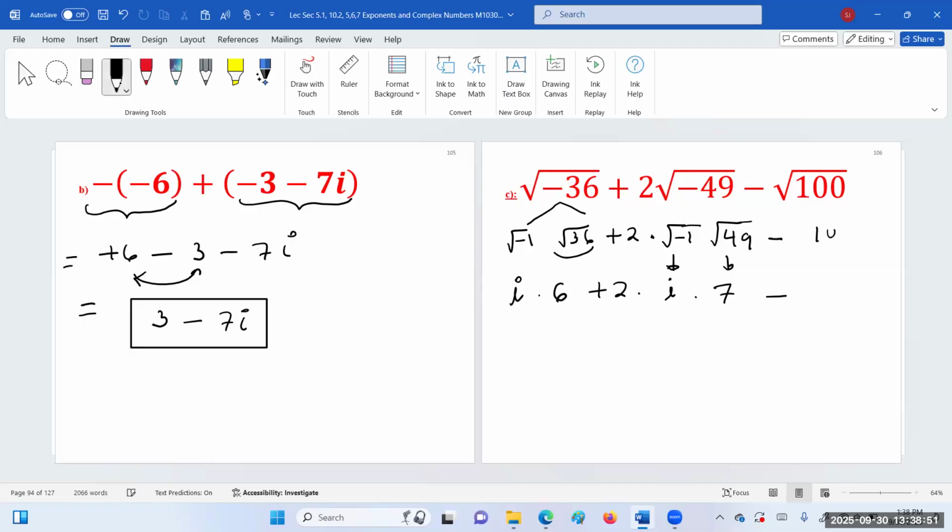It's just normal 10. So you bring our normal 10 down. And now Panda says do what? Multiplication first or addition subtraction first? Multiplication. We cannot add 6 with 2. We have to do the middle multiplication first, and then you're allowed to add or subtract. So 6 times i gives us 6i, plus 2 times i times 7, 14i. And this 10 is the most normal one, so it comes down.